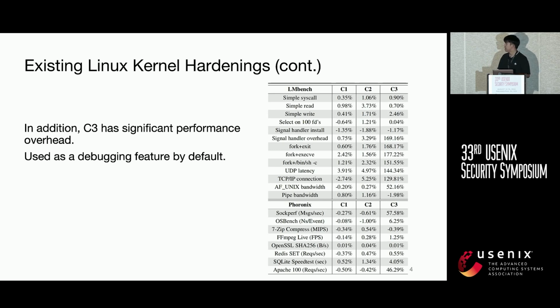We also did a performance test on the existing Linux kernel hardenings. As we can see, C3 has significant performance overhead. In the left table, the performance overhead is up to 177. So C3 is used as a debugging feature by default.